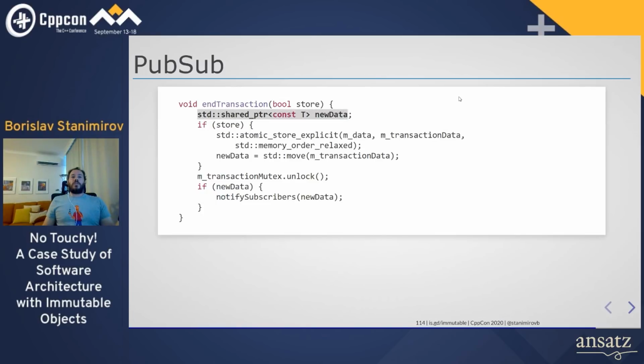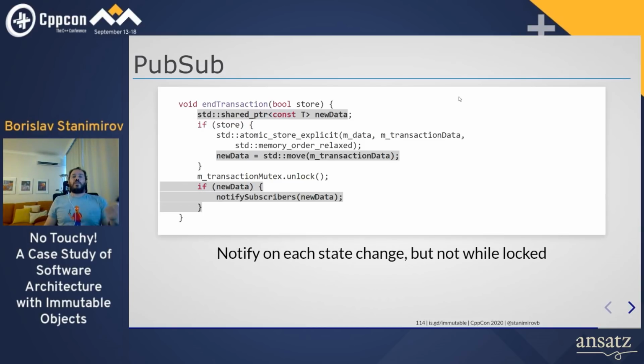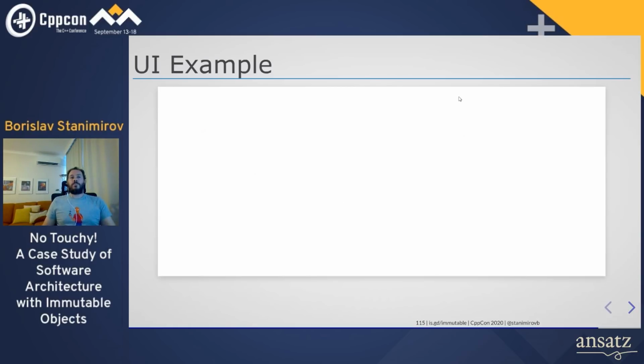Basically, when you end a transaction, you have some kind of new data, the data that's been created by this transaction. And when you store it into the actual object itself, you can also give it this new data. And if we have new data, you can notify all the subscribers to our object. That's really simple. The key part here is that we notify for each state change, but not while locked. So presumably, even though we don't have a single example of this, you can create a transaction in one of your notification handlers for the state change.